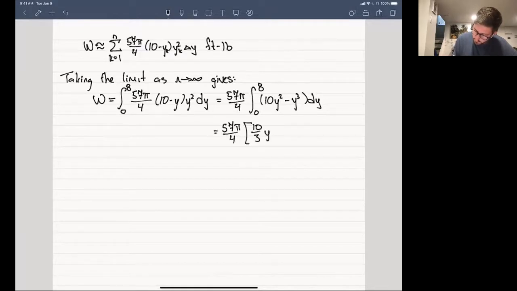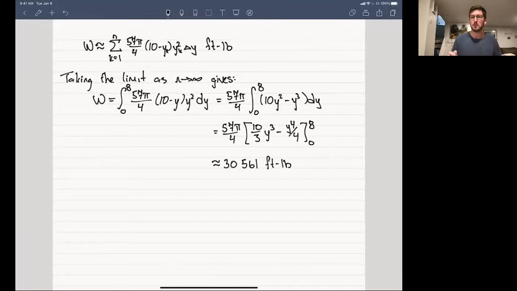The numbers aren't going to be too pretty, but numbers are just numbers. That doesn't bother me at all. y to the fourth over 4, and then running from 0 to 8. Now we've got ourselves a calculator problem, which is just a thing of beauty. Once you start plugging in the upper bound of 8 and the lower bound of 0 into this thing, I'm going to write this approximately because I'm going to truncate some decimals, but this is about 30,561 foot-pounds of work that needs to be exerted to pull all of that oil up to the rim.